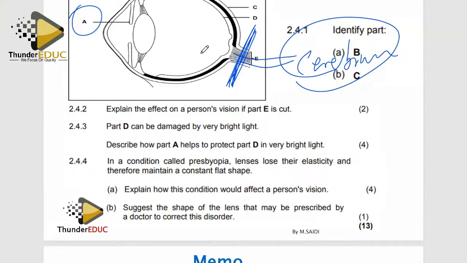In bright light, radial muscles of the iris relax, circular muscles of the iris contract, the pupil constricts or becomes smaller, therefore less light enters the eye. So basically here, they're asking you, part A is the iris. It will help to protect part D, that is the retina. Remember, the retina is sensitive. So in bright light, they're asking you the events which will happen.